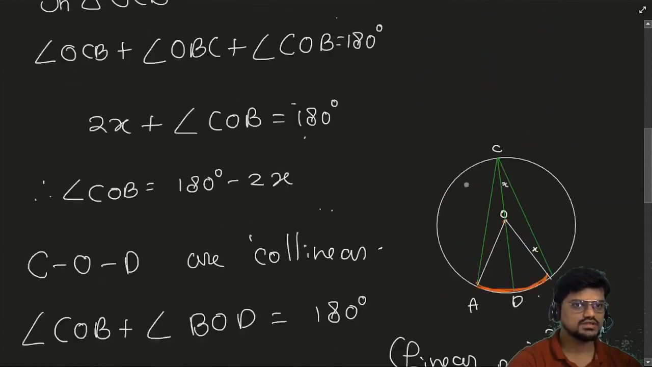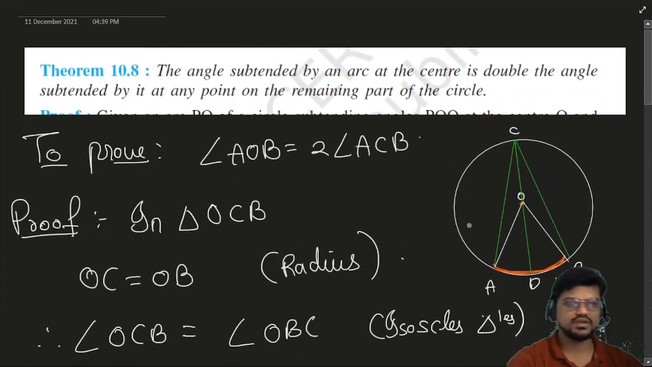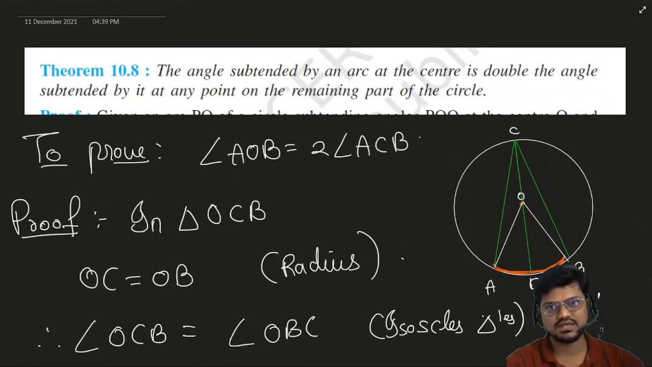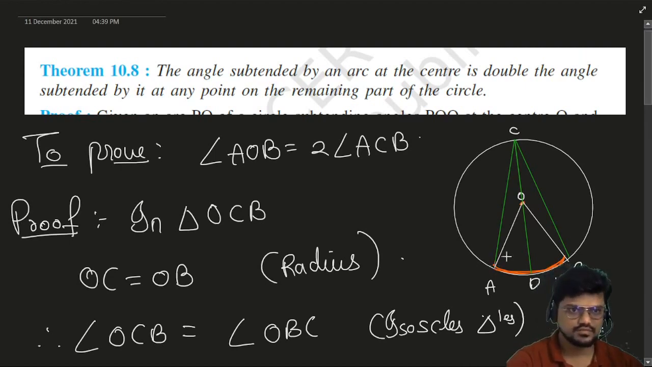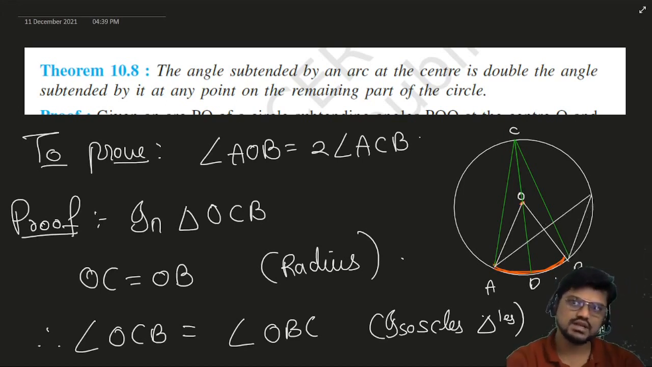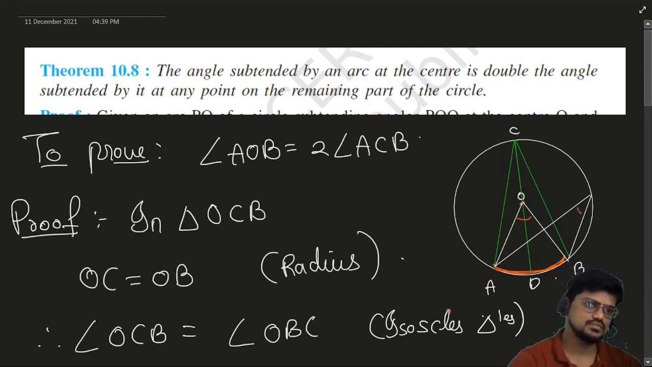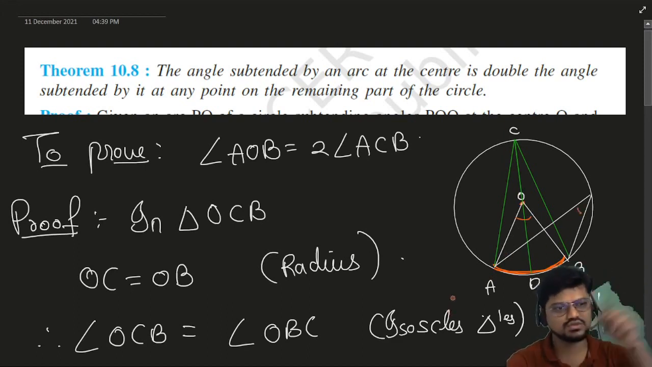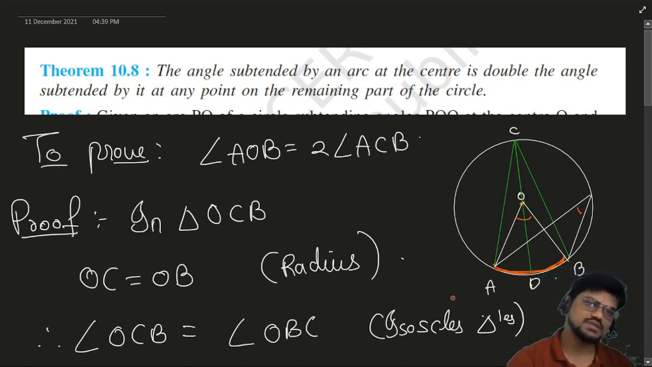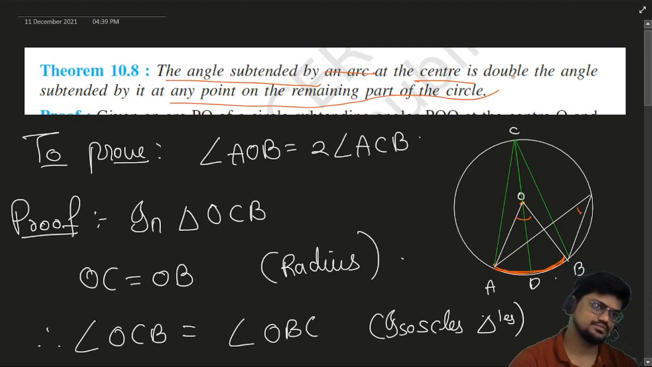Got it? For any circle means even if the lines are drawn over here, even if the line is drawn over here, still it is the same. That is, this angle will be double of this angle. It applies for all the angles on this circle. Now what does this theorem state? The angle subtended by an arc at the center is double the angle subtended by it at any point on the remaining part of the circle.